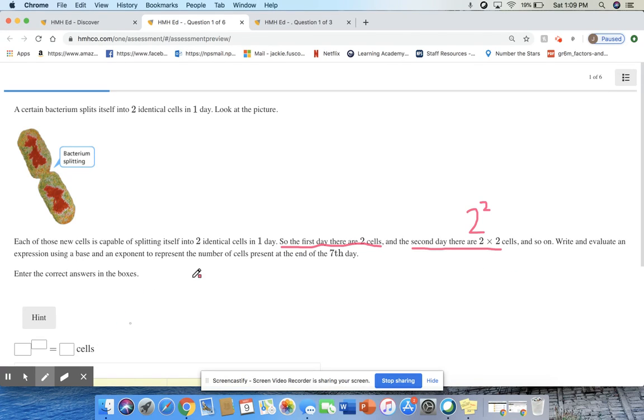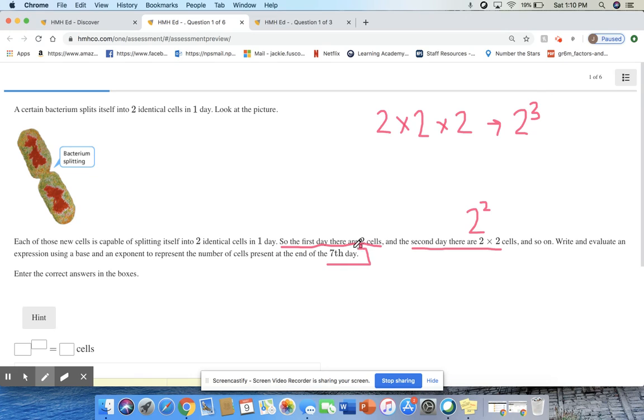On the third day, I would have to do 2 times 2. This is the second day. And then the third day, they're going to split again into 2 identical cells. So on my third day, I would have again my factor of 2. And how many times is it being multiplied? 3 times. So what do you notice? The second day, my exponent is a 2, and the third day, my exponent is a 3.